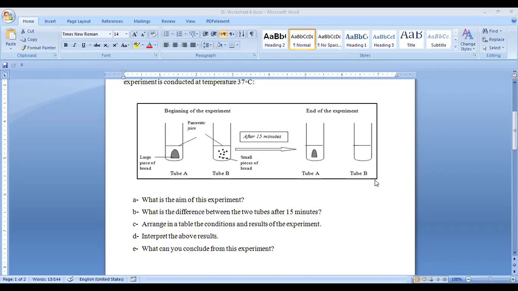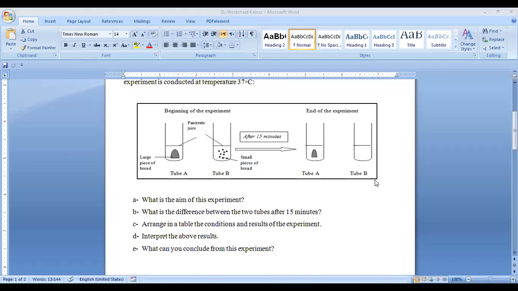After placing a large piece of bread in tube A in the presence of pancreatic juice at temperature 37 for 15 minutes, the large piece of bread becomes smaller. While after placing small pieces of bread in tube B at temperature 37, after 15 minutes in the presence of pancreatic juice, the small pieces disappear. What does this indicate? Interpret: analyze plus indication. We did the analysis, now the indication.